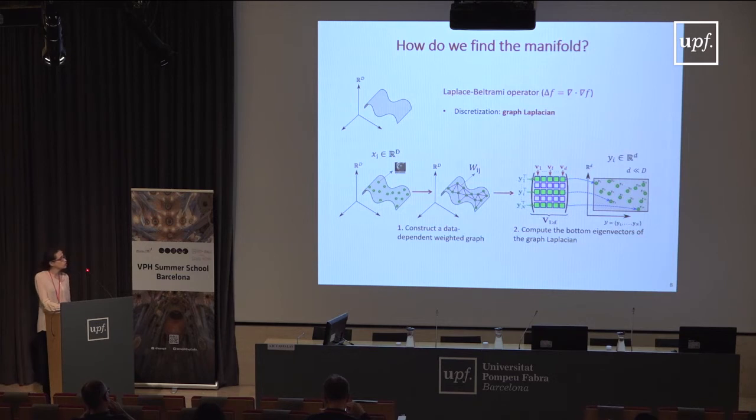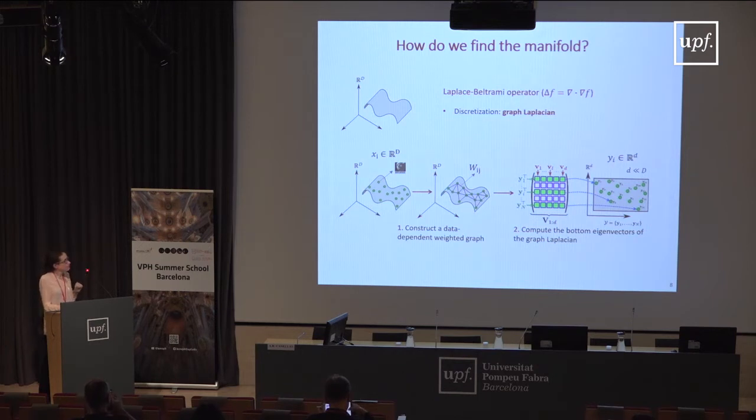So what we can do is approximate the manifold by constructing a graph. In this graph, every vertex would be a sample of my data. So in the previous example, it would be one of these images of the face. And the edges that link these vertices encode the similarity between these samples. Okay.